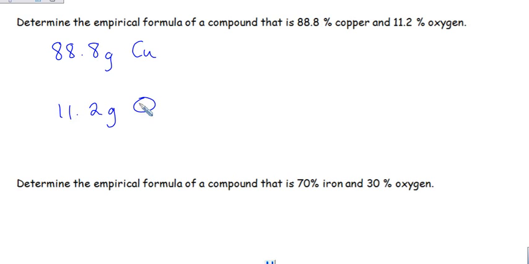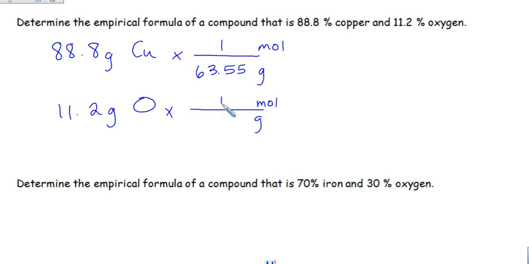Awesome. I need to change those into moles. Moles is a unit that represents a large quantity of particles. The ratio in a formula is a quantity of particles. Cancel grams. We need moles. 1 mole of copper is 63.55 grams. And then we do the same with our oxygen. 1 mole of oxygen is 16 grams.